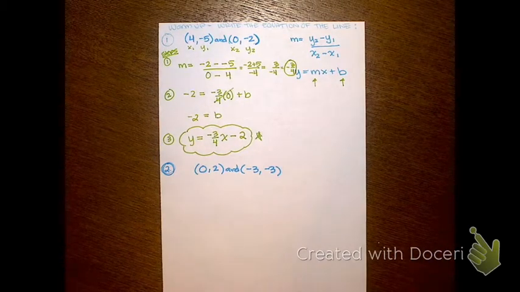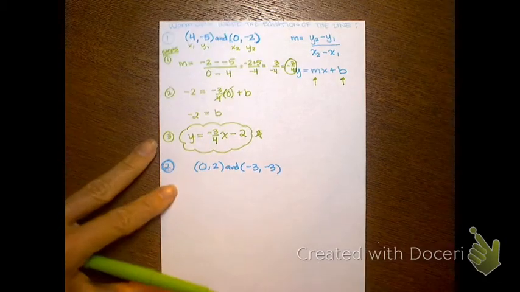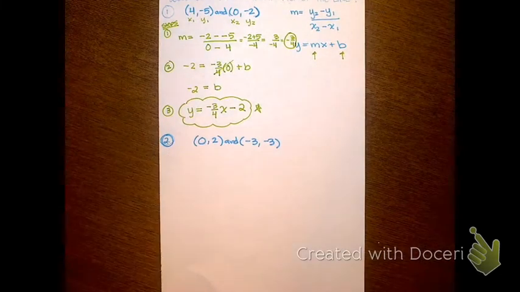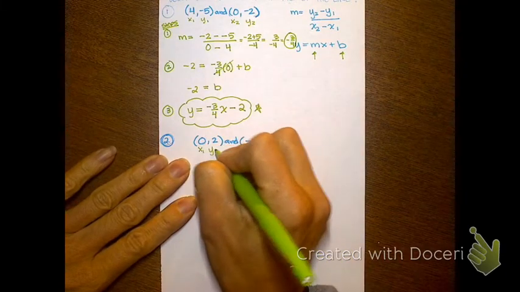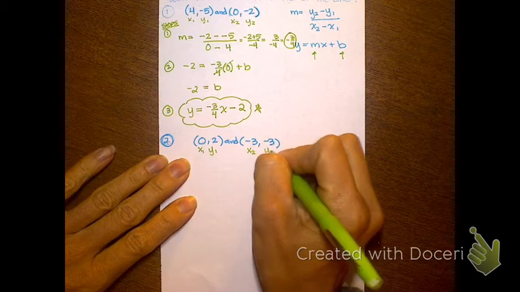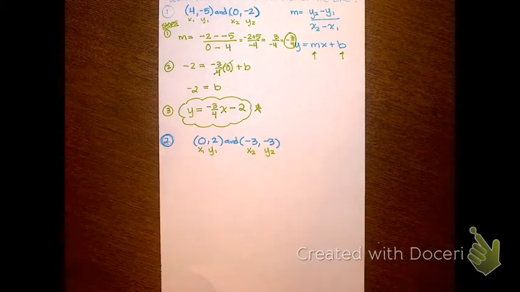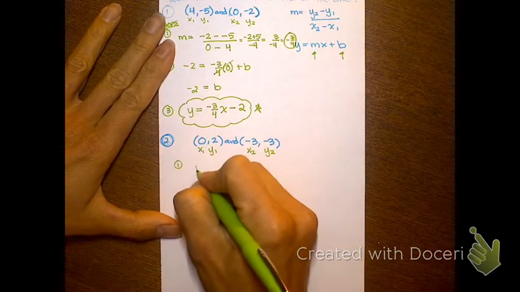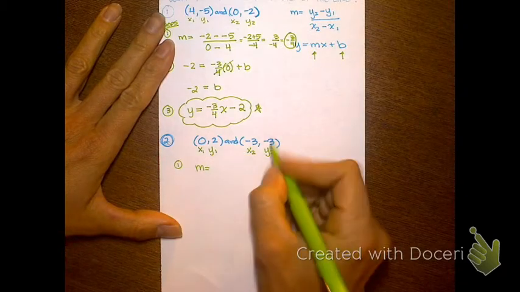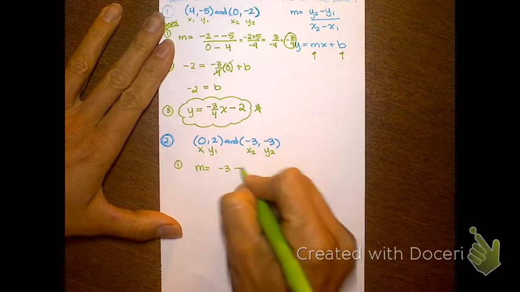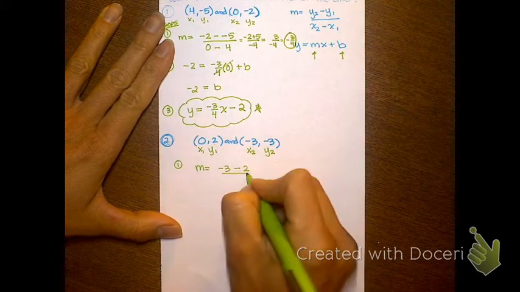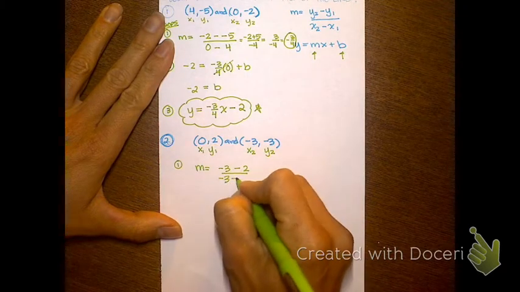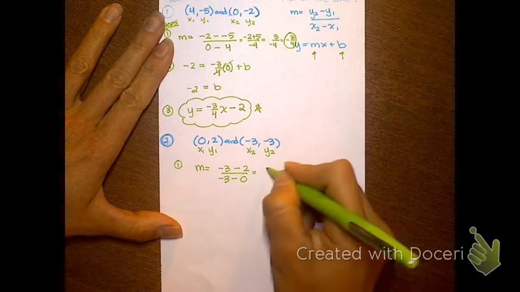Okay, guys, let's go over the second problem. So on the second problem, you wanted to hopefully start out by labeling your x's and your y's, right? So x1, y1, x2, y2. After you did that, step 1 was to find the slope. So we're going to plug them into the slope formula. -3 minus 2 divided by -3 minus 0. This is giving us -5 over -3.